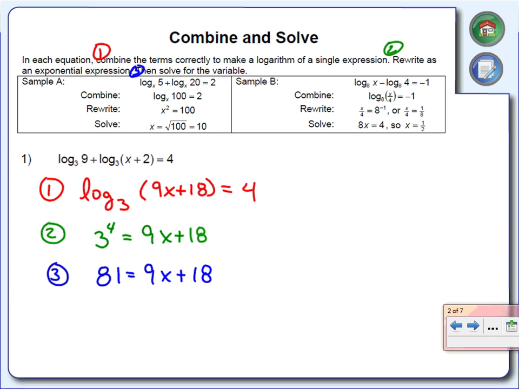So notice what we have here. It's just a standard equation. We're going to solve this just like we would any other equation. So what do I do first? Subtract 18. So what is 81 minus 18? 81 minus 18 is 63. So now I've got 63 is equal to 9x. Now what? Divide by 9. And what is 63 divided by 9? 7. Therefore, our solution here is 7.